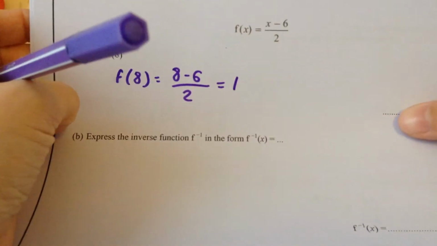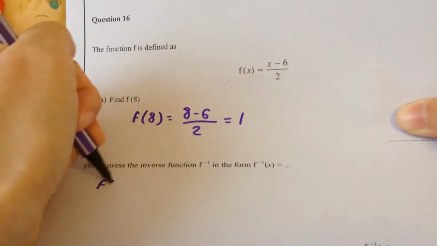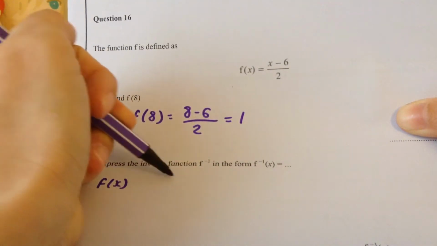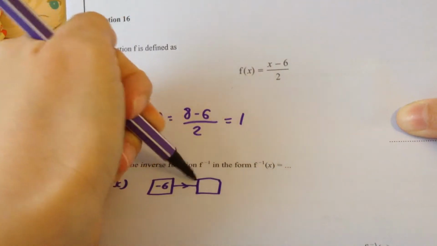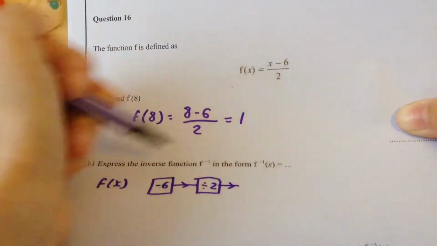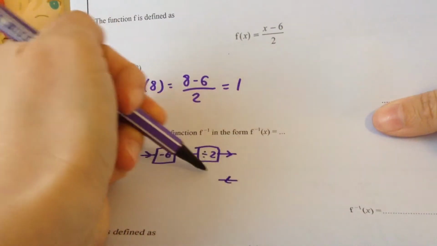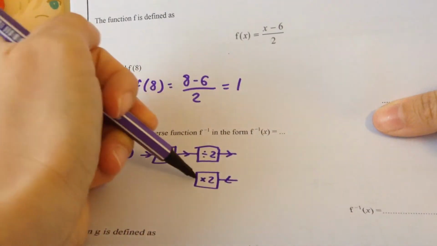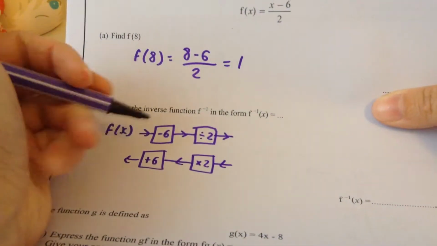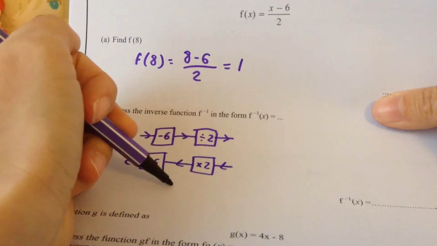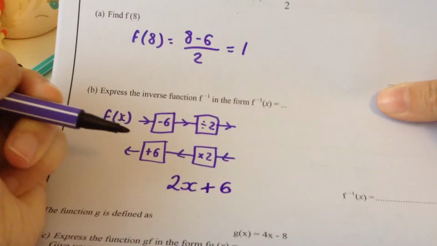Express the inverse function. Okay, so I'm going to write out f of x as a function machine. So that's, you take away 6 first, and then you divide by 2. So the inverse function, you're going to do this backwards, so you're going to times by 2, and then you're going to add 6. So if I write that out, that's going to be x times 2, so 2x, then you add 6. So it's going to be that.